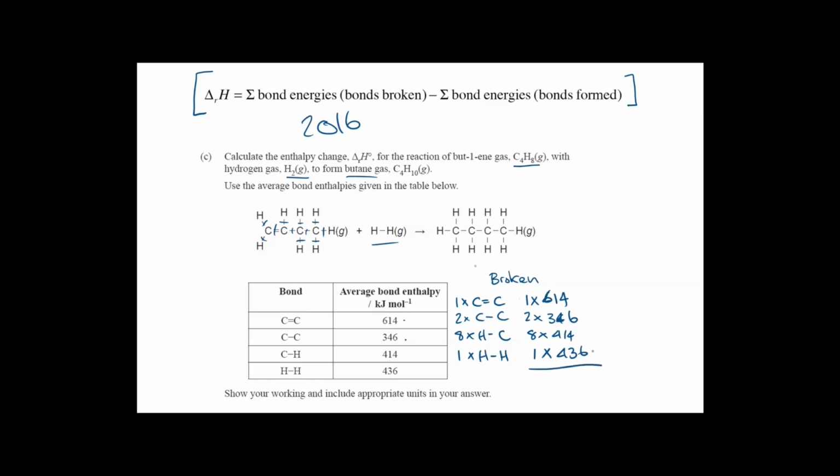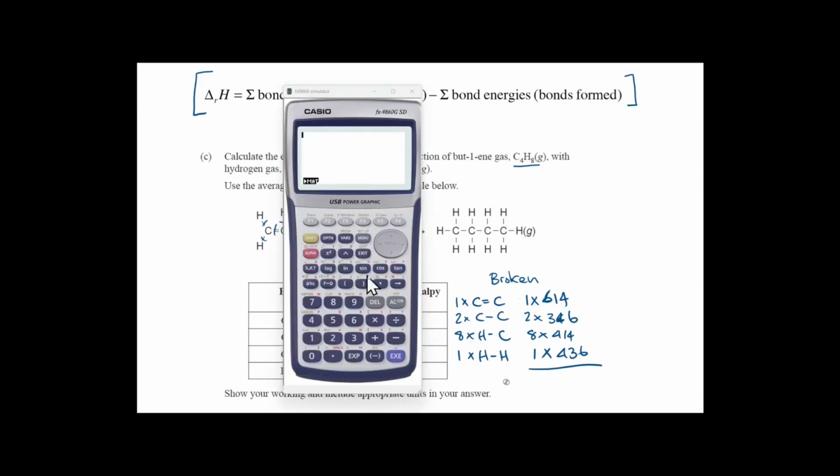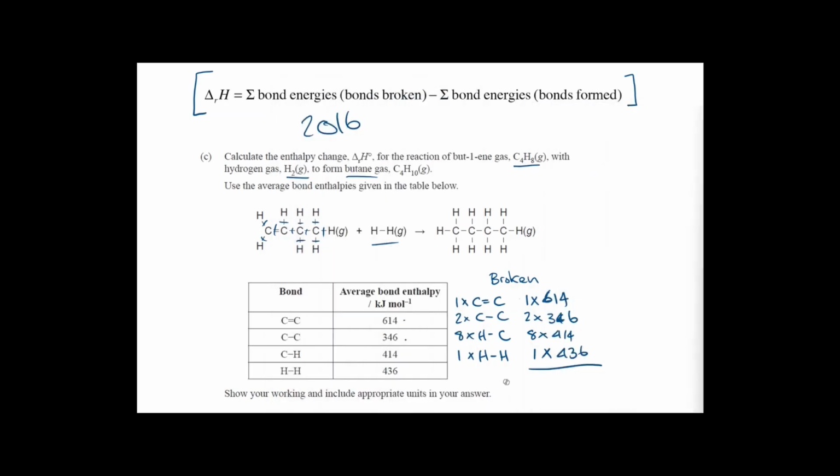Hydrogen-hydrogen is 436. And then when we add them all up together, we work out how much energy we would need to break these 2 molecules up into their atoms. So let's do that. We're bringing our old friend Mr. Casio. So we've got 1 times 614 plus, and I'm going to put them in brackets, 2 times 346 plus, and this is where it's going to get fun, 8 times 414 plus 1 times 436, and we get 5,054 kilojoules.